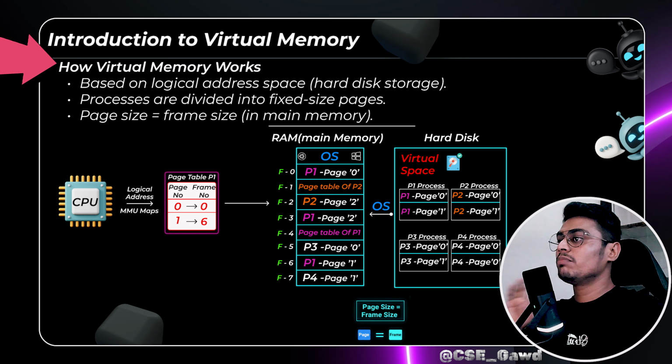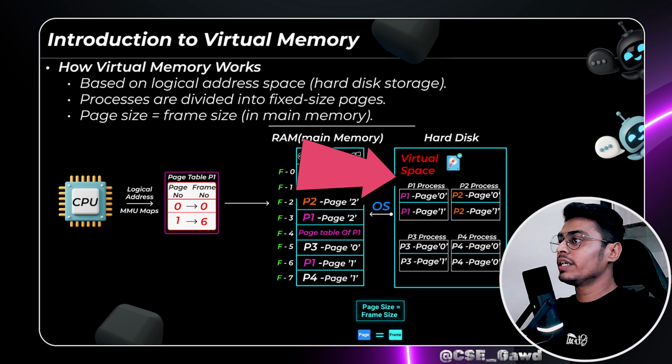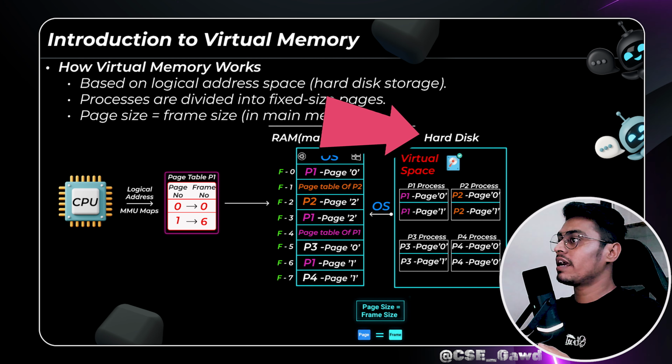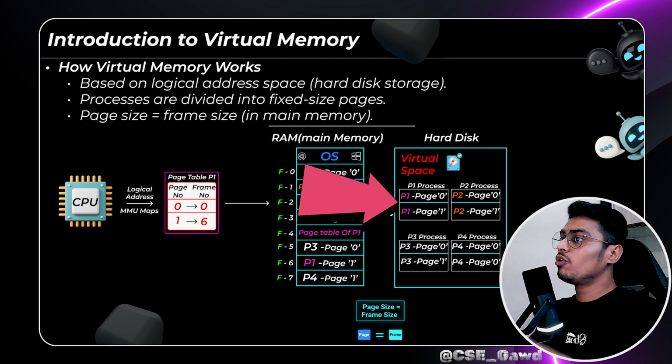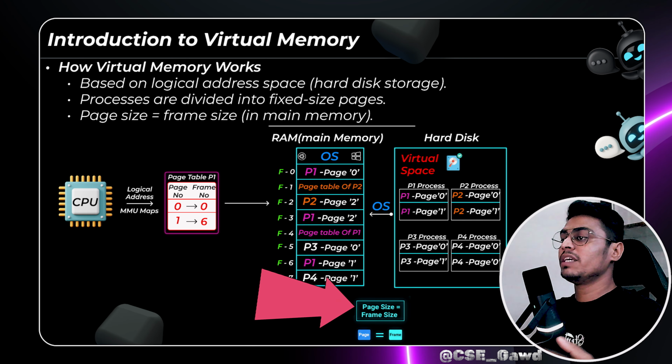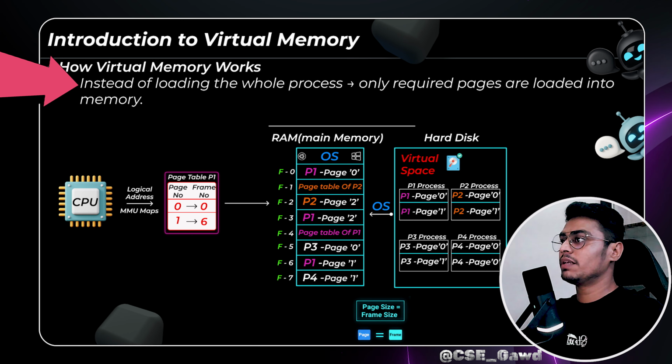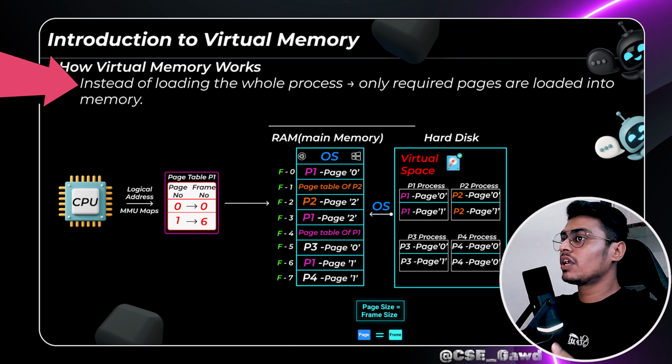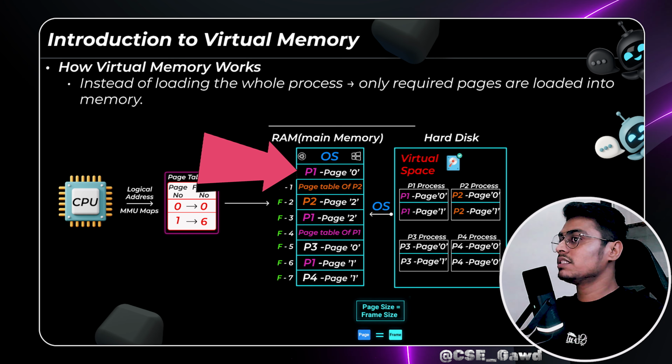Now, how does virtual memory work? What we are doing here is utilizing the logical address space, which refers to the hard disk where multiple processes are stored. We have divided these processes into fixed size units called pages. We have already seen the concept of paging, where we divide a process into pages and page size equals frame size in main memory. Now here is the key concept. Instead of bringing one full process into main memory, we are bringing only the required pages of the required process into main memory. We bring only those pages that are needed right now by the CPU for execution.